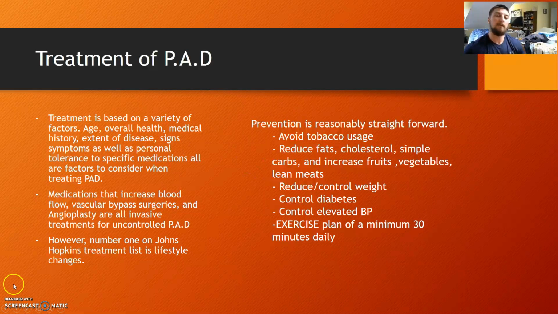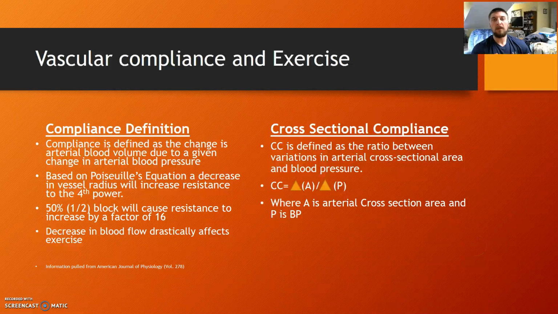That's the correct answer. I just wanted to take a second to go over vascular compliance before I go into the exercise portion of my presentation. This is really important because we're dealing with blocked arteries, and that will, in nature, decrease blood flow drastically. But how drastically? If you take a look at Poiseuille's equation, a decrease in vessel radius will increase resistance to the fourth power. So a 50% block will increase resistance by a factor of 16.